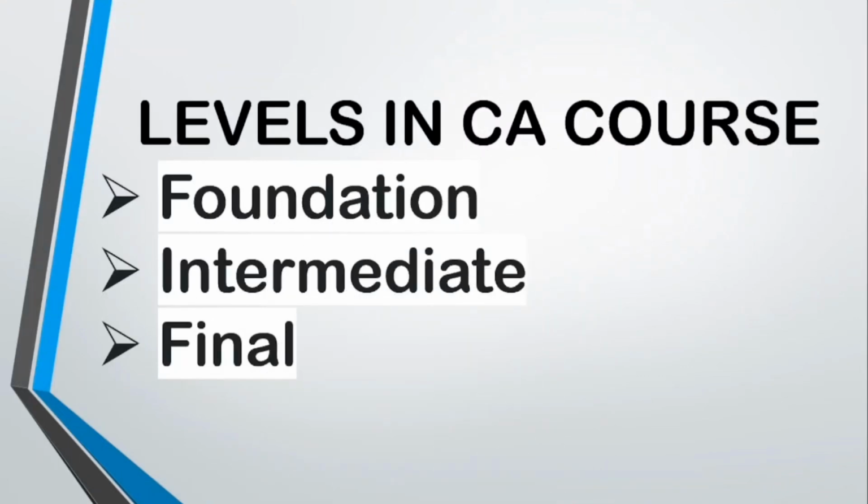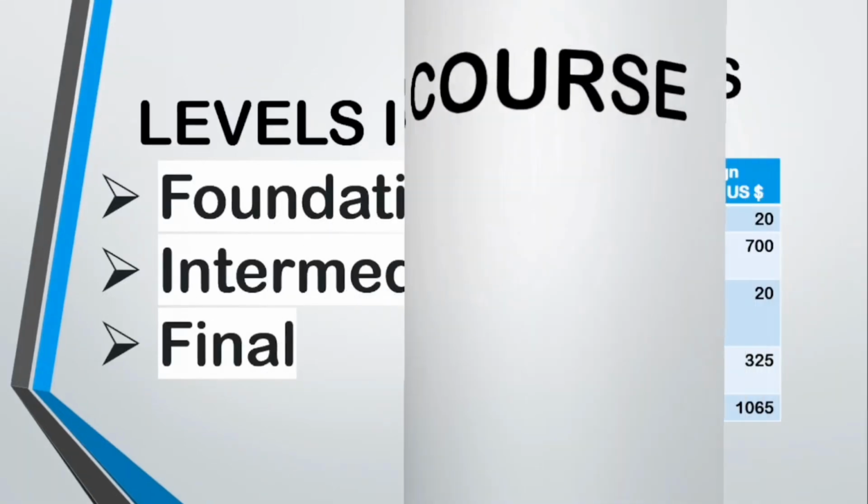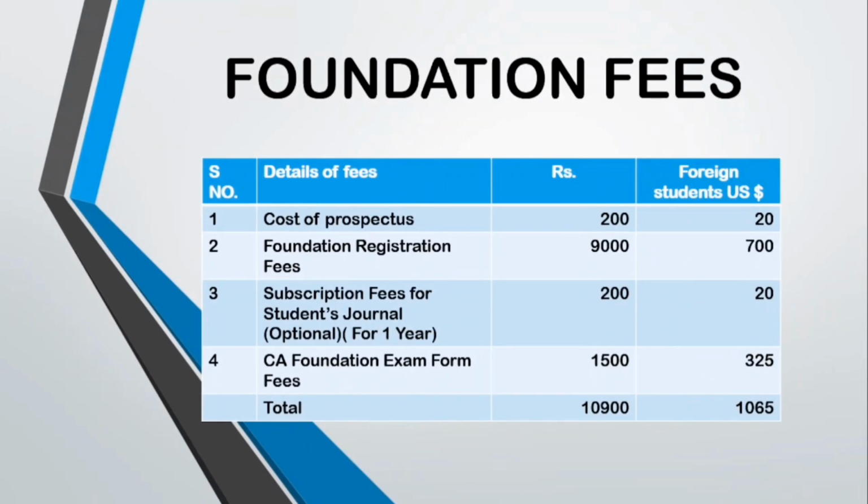The CA course is divided into three levels: foundation, intermediate and final. Let's start with the foundation level. The foundation level is the entry point for students who have completed their higher secondary education.